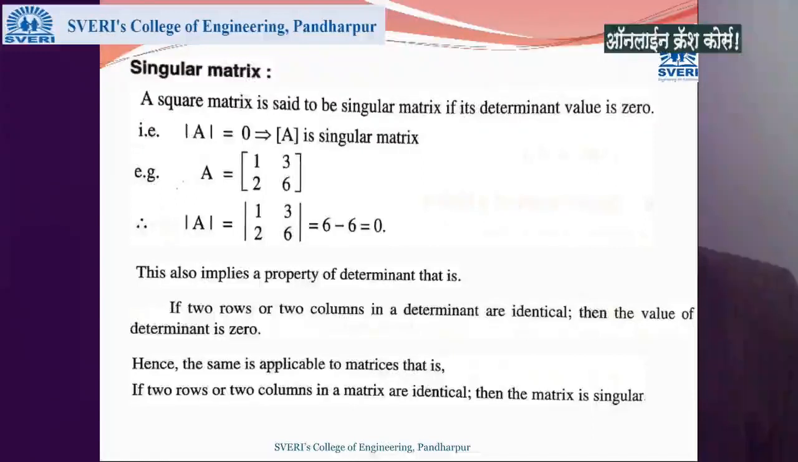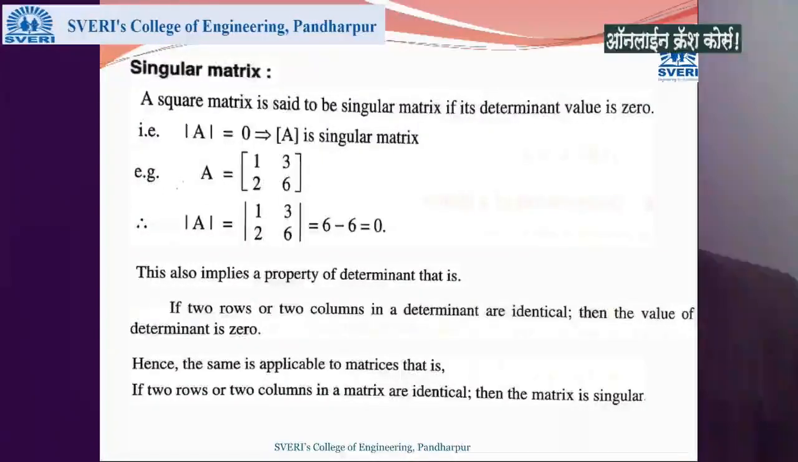Determinant of A is equal to 0, it is a singular matrix. So here we are taking a simple example. A is equal to 1, 3, 2, 6. So determinant of A is equal to 6 into 1, that is 6, minus 2 into 3, that is 6. So 6 minus 6 is equal to 0. So determinant of A is equal to 0. Therefore matrix A is a singular matrix.